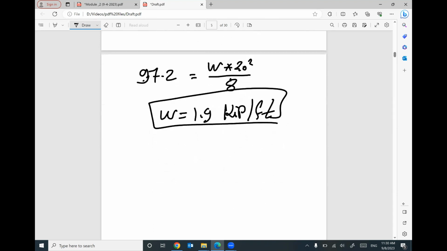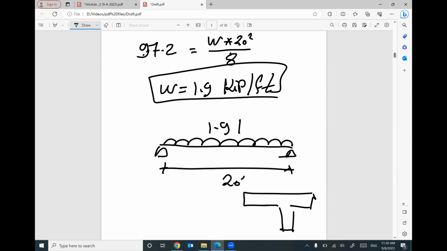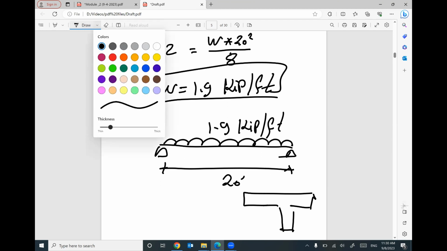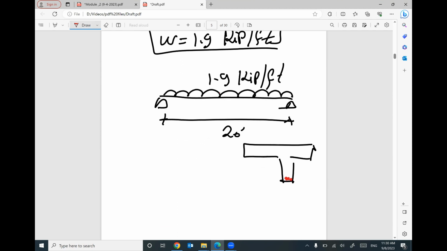So the final conclusion: on this beam with a span of 20 feet and this rectangular cross section, I can put a uniform distributed load of up to 1.9 kips per foot, and I don't need any steel reinforcement. No need. Do you know why? Because the applied moment coming from this distributed load will equal M crack. And M crack means we have tension, and the concrete can support this tension without steel reinforcement. Does that make sense?